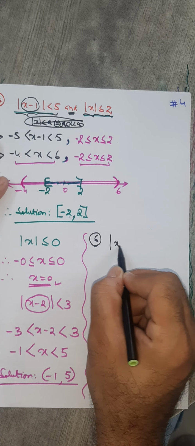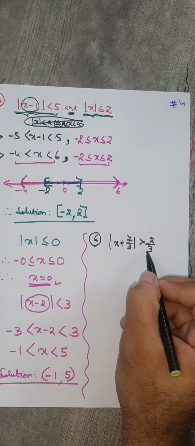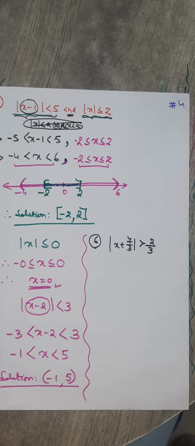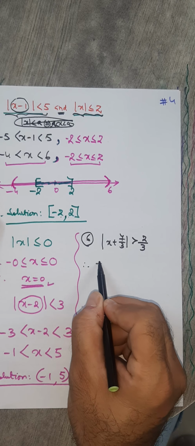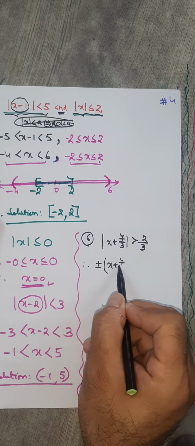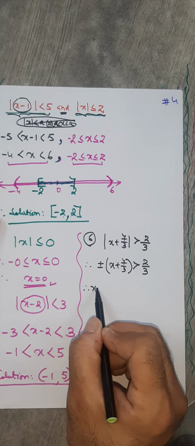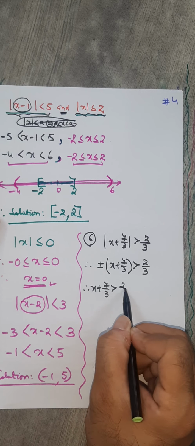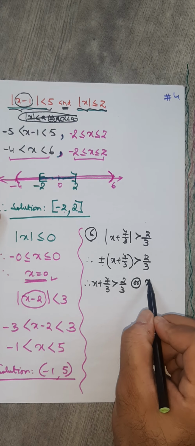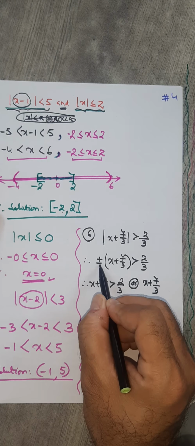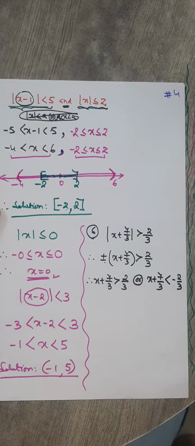Modulus of x plus 7/3 is greater than 2/3. Now here remember your greater sign. So we have two possibilities. You can write it like this: plus or minus (x plus 7 by 3), I've just dropped the modulus, is greater than 2 by 3. So either x plus 7 by 3 is greater than 2 by 3, or I'll take minus on the other side, so x plus 7 by 3 is less than minus 2 by 3.